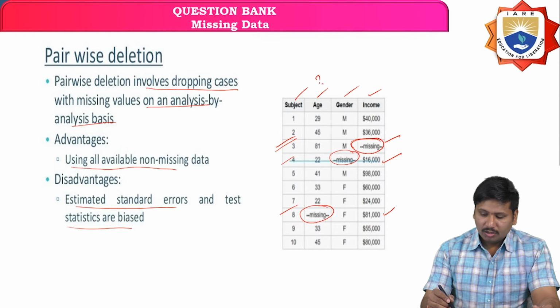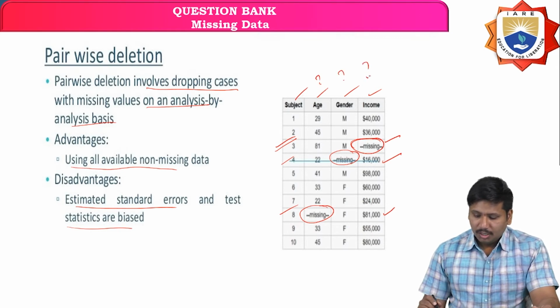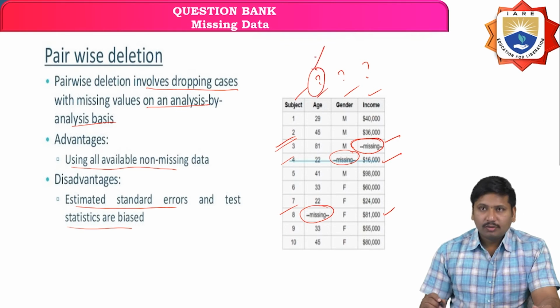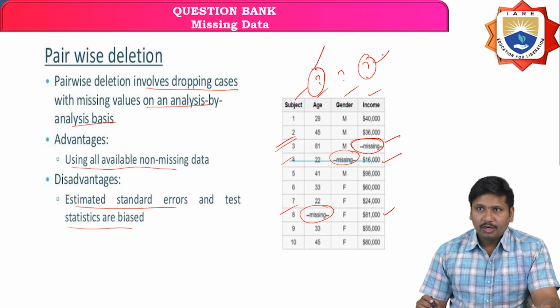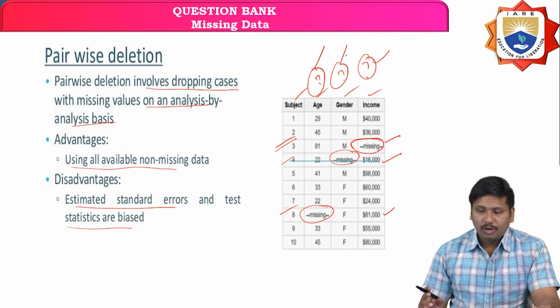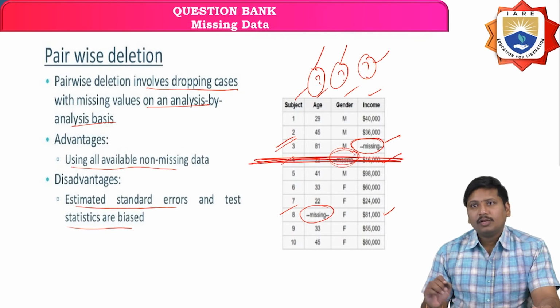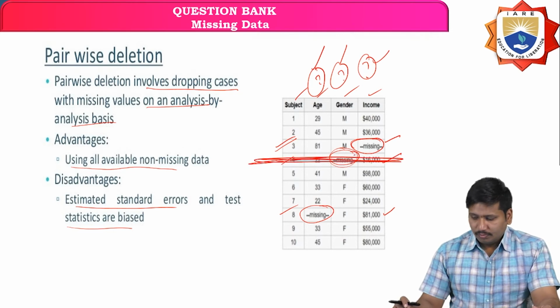Whether age is important or not, whether gender is important or income is important. If I consider age, age is important, and income is also important, but gender is not that important when compared to age and income. So what I have to do? The data that is missing in the gender part is going to be deleted. So that is the pairwise deletion method.